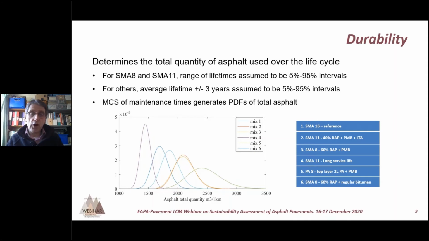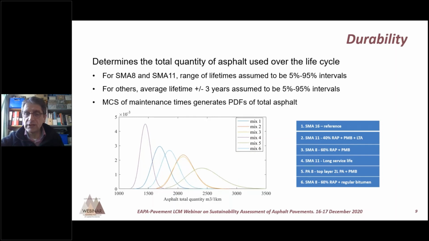Now, if we define normal distributions by those intervals, then we've now got a distribution of durability, and we can do Monte Carlo simulation again to generate probability density functions of the LCA results of the lifetimes of the asphalts. And here you can see the quantities of asphalts associated with those durability distributions for the 6 mixtures.